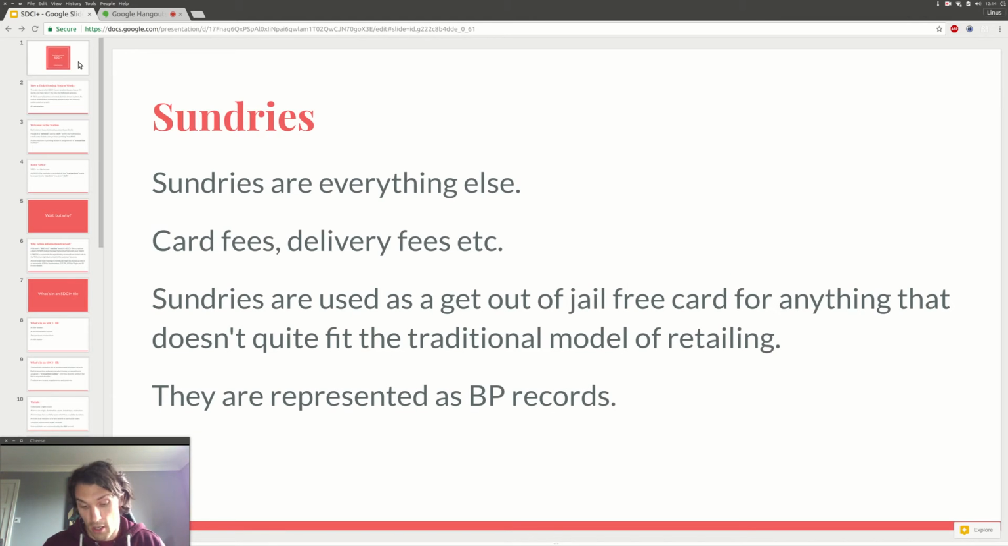Right, sundries are everything else, right? So card fees, delivery fees, teddy bears, chocolates, whatever you want to sell that's not really a rail product, that's a sundry. Now, as we will see as we go through this, sundries are used as a get out of jail free card for anything that doesn't fit the model, or just doesn't fit the system very well. Then people will just make a sundry for it. They're represented as BP records. So tickets are BE and sundries are BP.